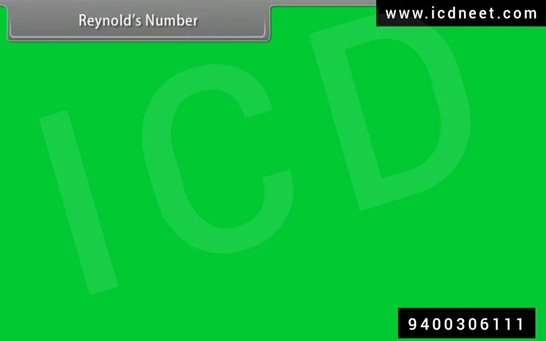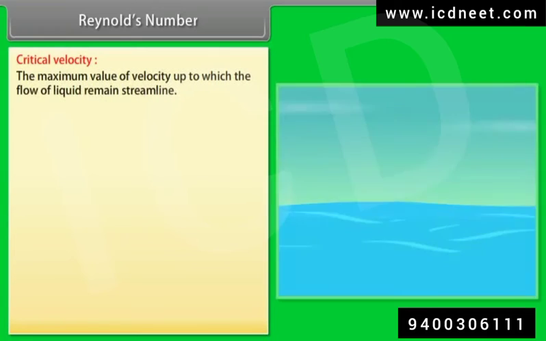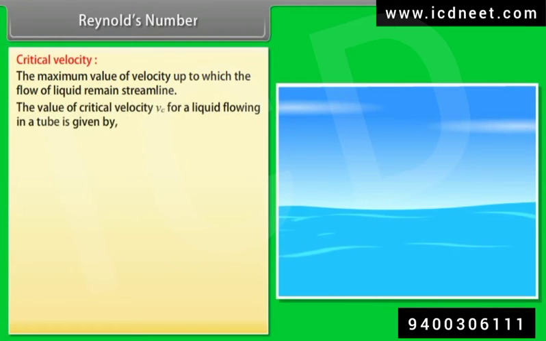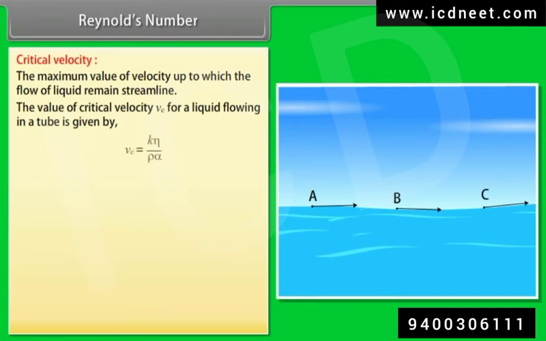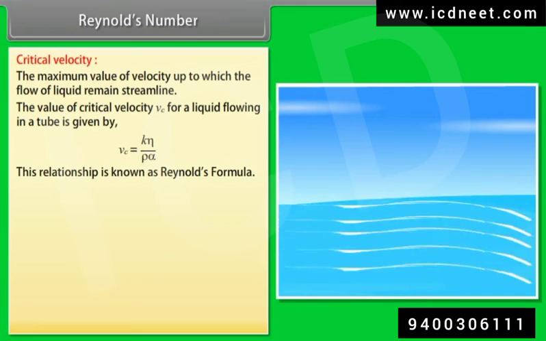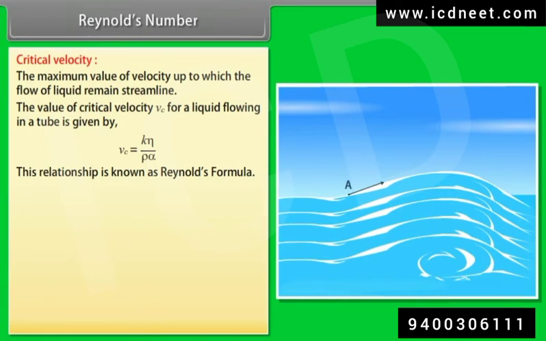Reynold's number. Critical velocity is the maximum value of velocity up to which the flow of liquid remains streamlined. The value of critical velocity Vc for a liquid flowing in a tube is equal to K into eta upon rho into alpha. This relationship is known as Reynold's formula.